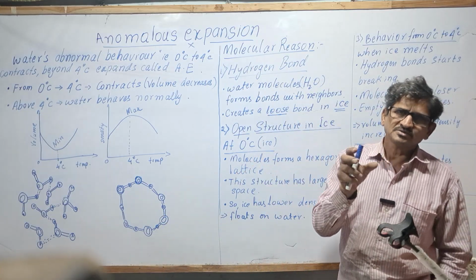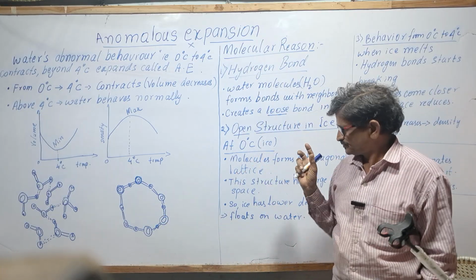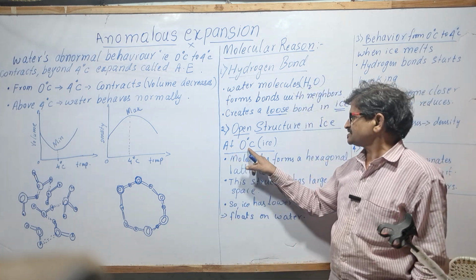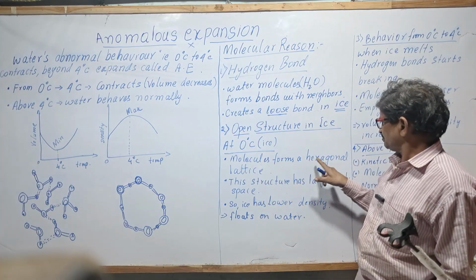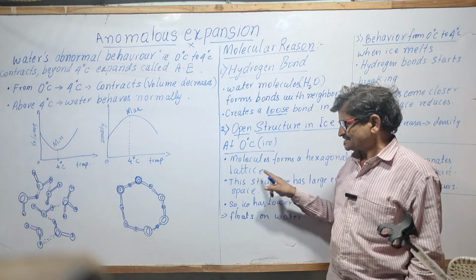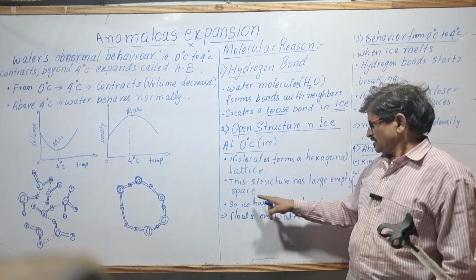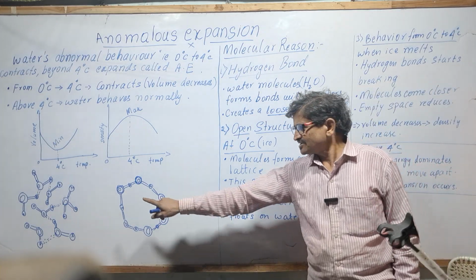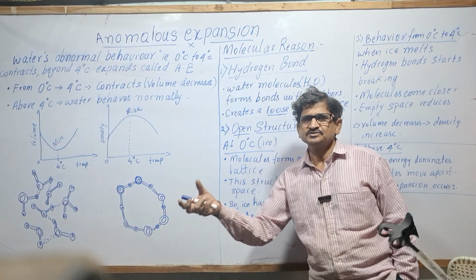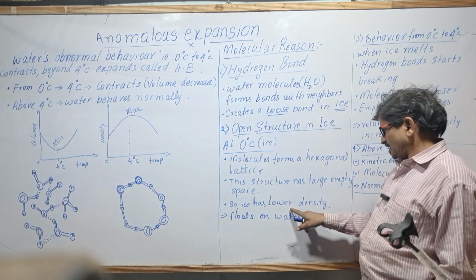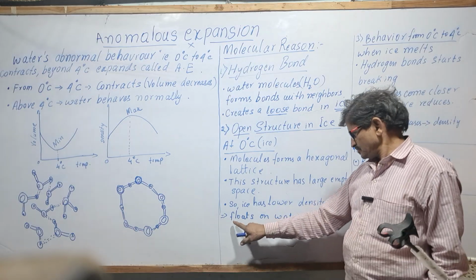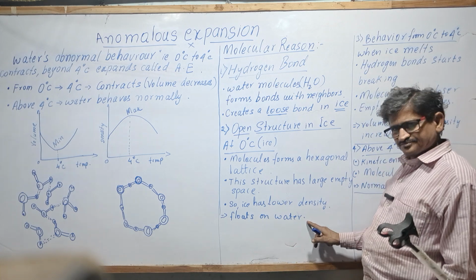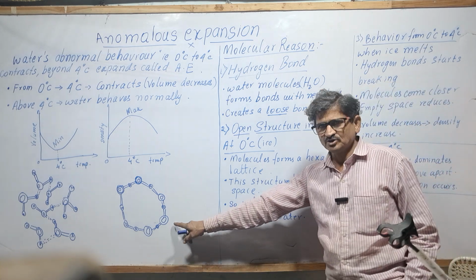The bond strength is very loose. At 0 degrees Celsius, sorry, at 0 degrees Celsius, which means the ice condition, molecules form a hexagonal lattice like this. This is called a lattice. This structure has large empty space. Empty space means nothing is there, a vacuum is created. So ice has lower density than water, so that's why it floats on the water.